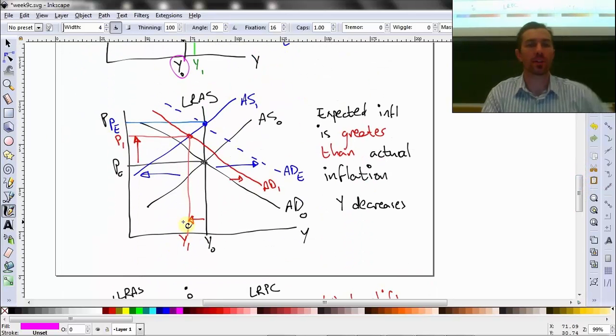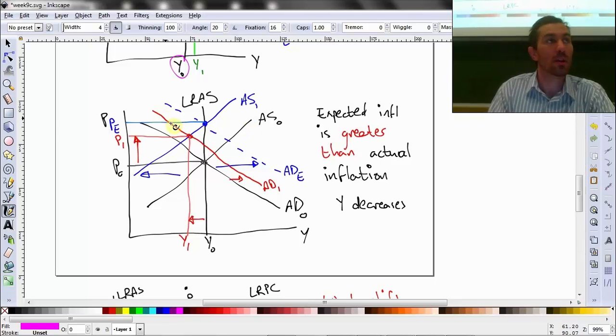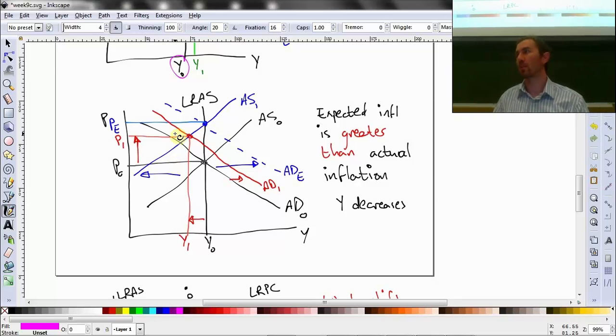So here's our situation. We've got a short-run aggregate supply curve and an aggregate demand curve. We've got expectations which have shifted our aggregate supply curve. In fact, reality is that our aggregate demand has not increased by as much as we expected. So we've ended up in a situation where actual inflation is less than expected inflation. Prices have increased by less than what we expected them to, which has led to a decrease in output. In other words, an increase in unemployment, as well as inflation being less than expected. How does this situation rectify itself?